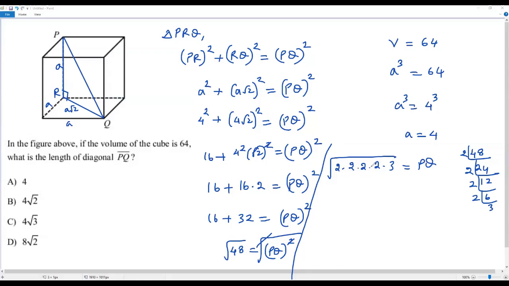For every two same numbers multiplied inside the square root, one number can be taken out. For these two 2s, one 2 can be taken out, and for these two 2s, one 2 can be taken out. Then we get 2 times 2 times. Still we have 3 inside the square root, so it's square root of 3 equals PQ. 2 times 2 is 4. 4 times square root of 3 equals PQ. Okay, now I got the length of the diagonal PQ, that is 4 times square root of 3. We find 4 times square root of 3 in answer choice C. The correct answer choice for this question is C.